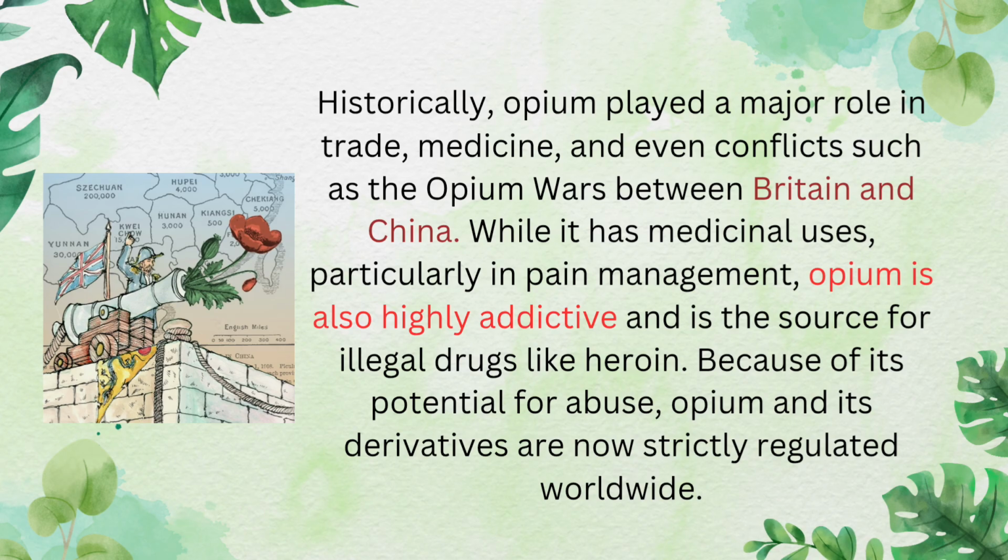Historically, opium played a major role in trade, medicines, and even conflicts such as the Opium Wars between Britain and China. While it has medicinal uses, particularly in pain management, opium is also highly addictive and is the source of illegal drugs like heroin. Because of its potential for abuse, opium and its derivatives are now strictly regulated worldwide.